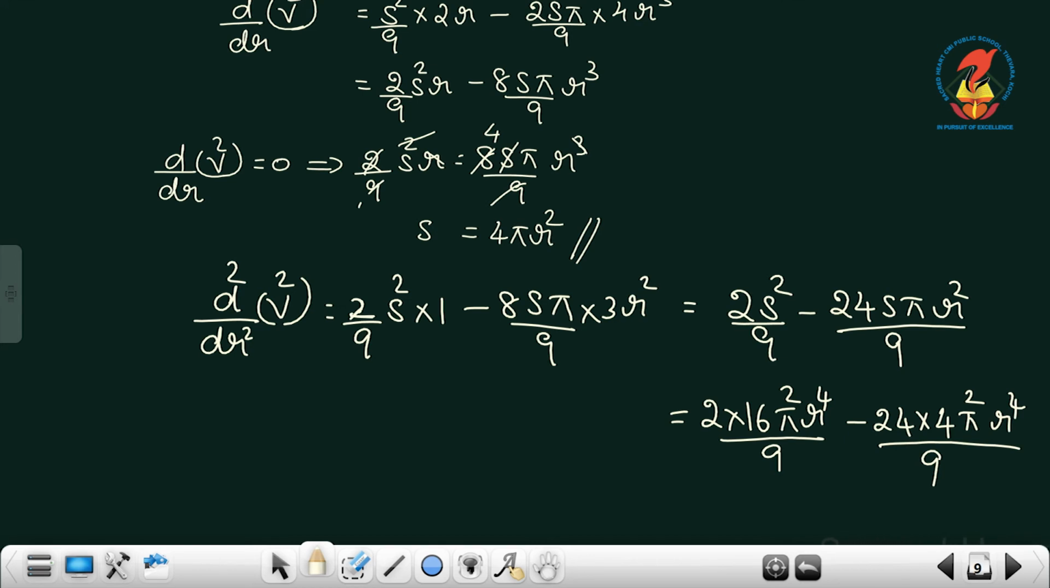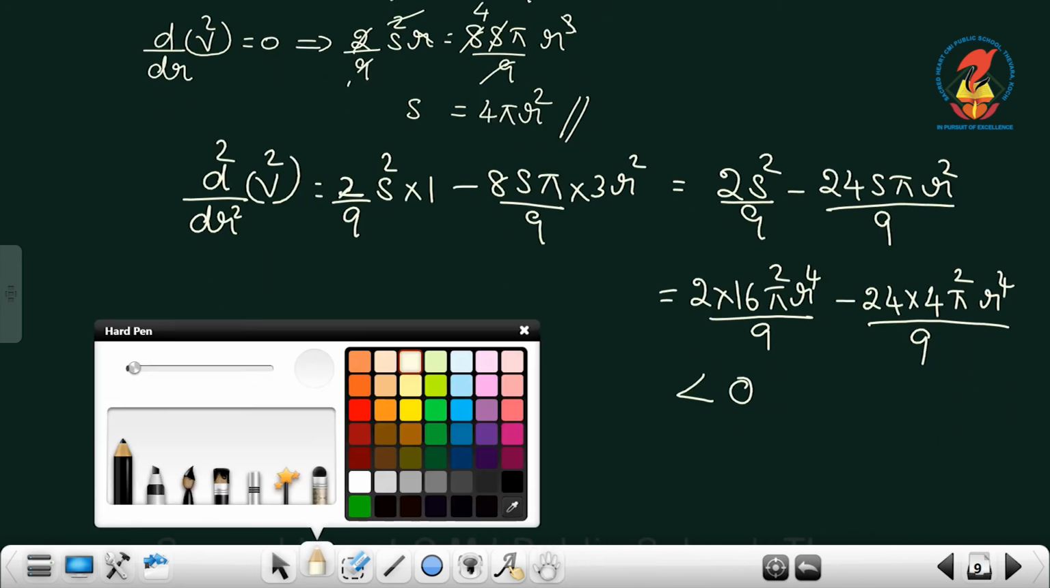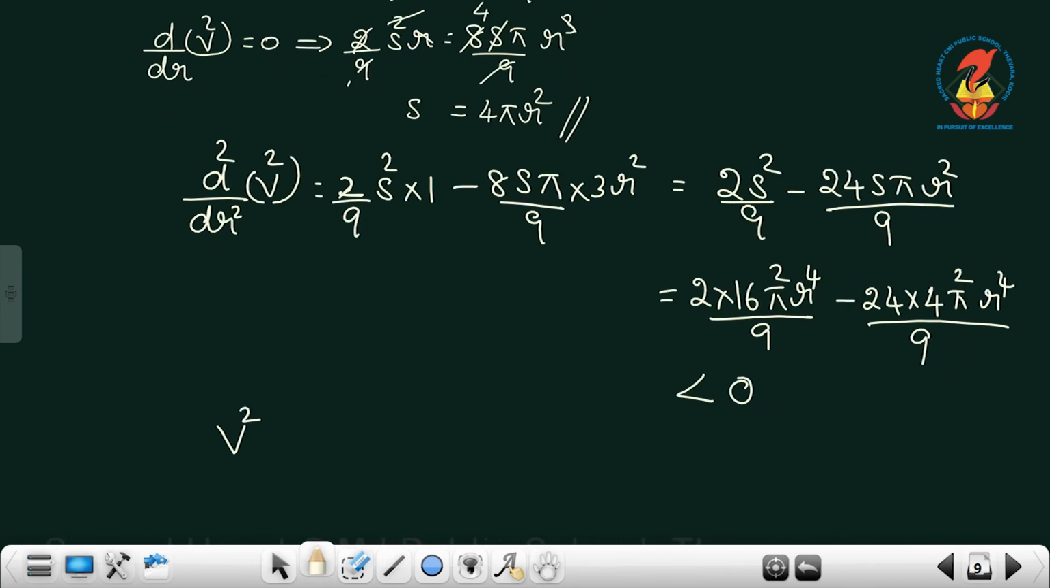Is it positive or negative? 16 into 2 is 32. 24 into 4 is 96. So 32 minus 96 means it is less than 0. So what do we write? So V square, or V, is maximum when s is equal to 4 pi r square.